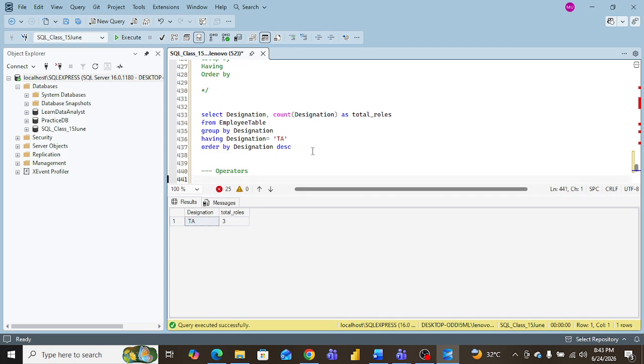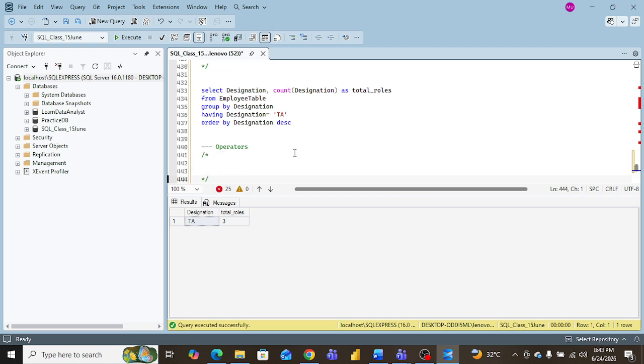Operators. Okay. So operators are symbols used to perform operations on data, like comparing, calculating, and filtering. I will also write this as well, so you will understand better. So why are operators symbols?